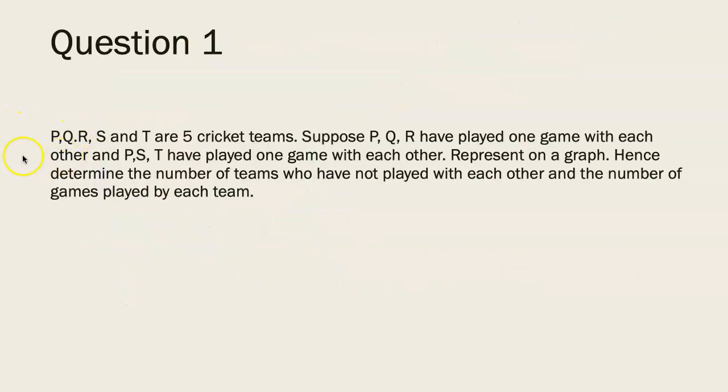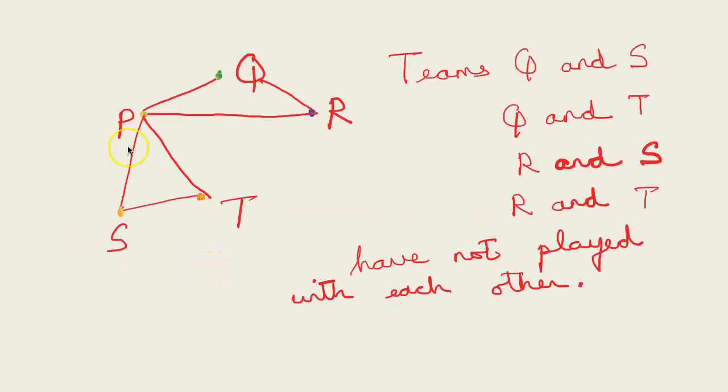So coming to questions. P, Q, R, S and T are 5 cricket teams. Suppose P, Q, R have played one game with each other and P, S, T have played one game with each other. Represent on a graph. Hence determine the number of teams who have not played with each other and the number of games played by each team.